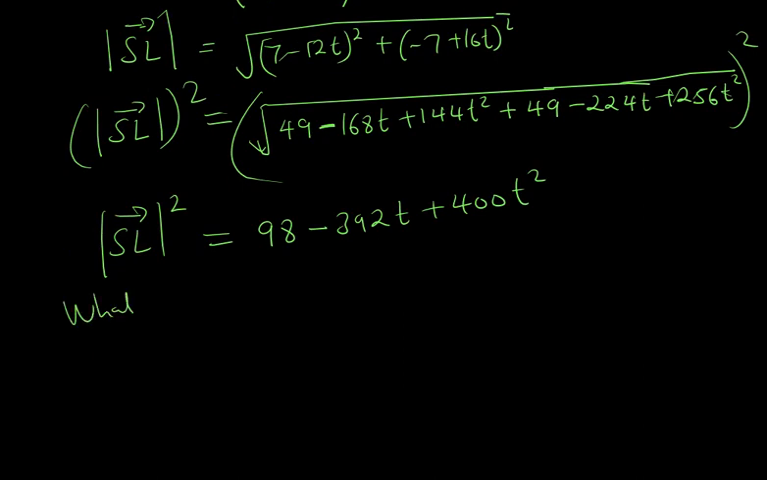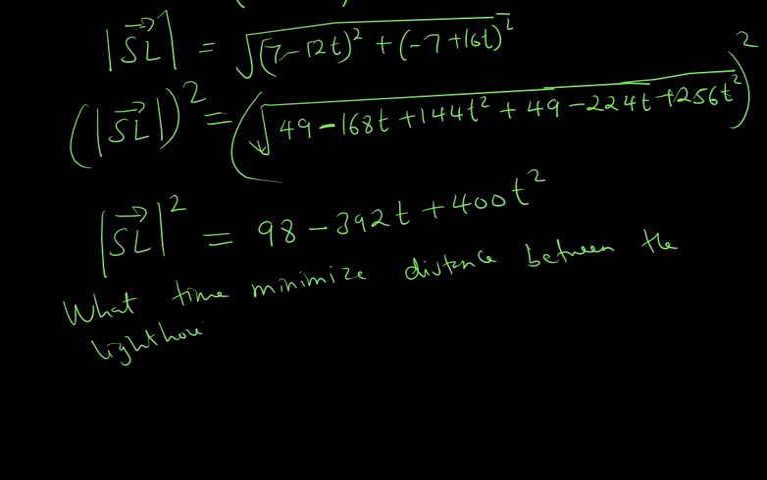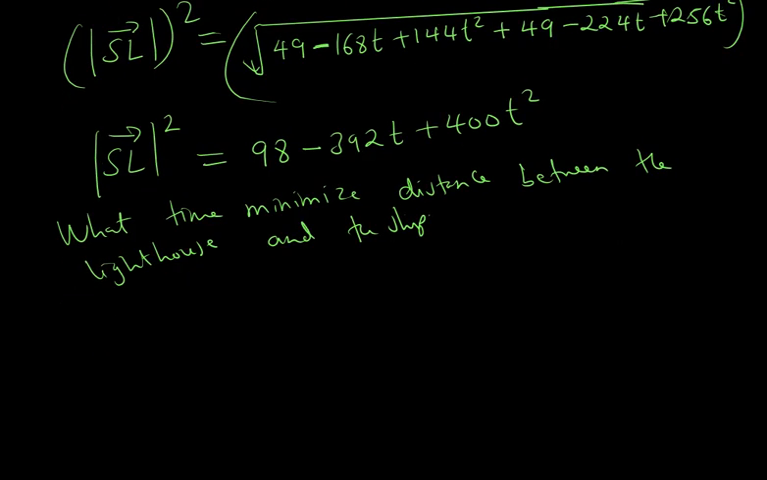What time minimizes the distance between the lighthouse and the ship? So this is easy. We are going to differentiate this and equate it to 0 and look for t.